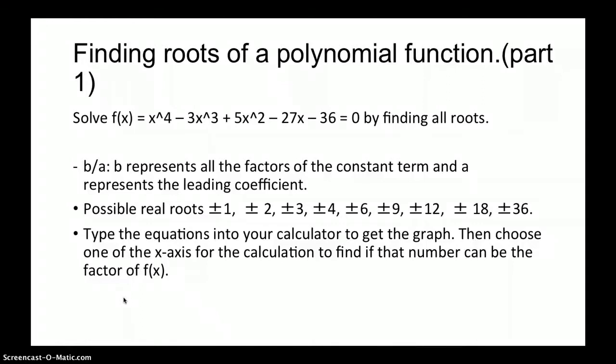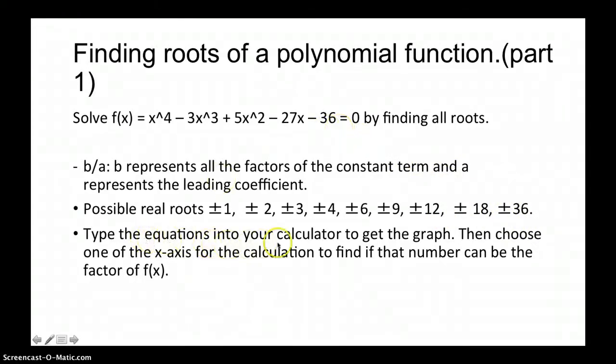Finding roots of a polynomial function. Solve f(x) equals x to the power of 4 minus 3x to the power of 3 plus 5x to the power of 2 minus 27x minus 36 equals 0 by finding real roots. B represents all factors of the constant term and A represents the leading coefficient. So we do B over A. The possible real roots are plus minus 1, plus minus 2, plus minus 3, plus minus 4, plus minus 6, plus minus 9, plus minus 12, plus minus 18, plus minus 36, which are all factors of 36.